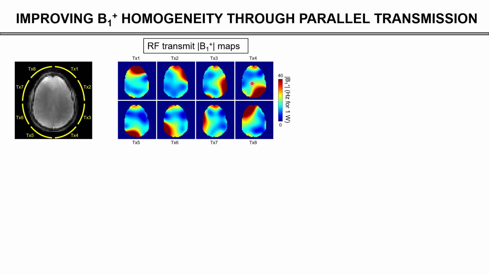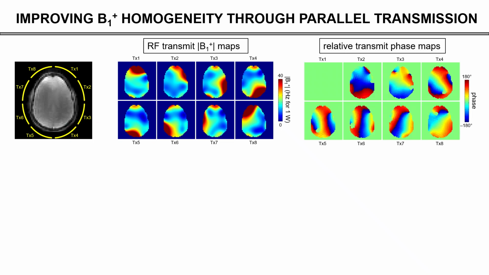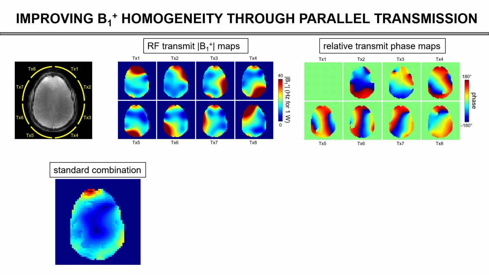And then for 2, 3, 4, etc., that is all true. However, amplitude is only one aspect. B1 also has a phase component, and you can see on these B1 phase maps that there is a spatial dependence on the phase, but you can map these as well. So what you can now do is, if we just combine these channels as if it was a normal single channel coil, we would get a B1 map that looks something like this.